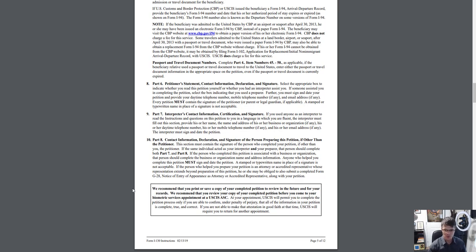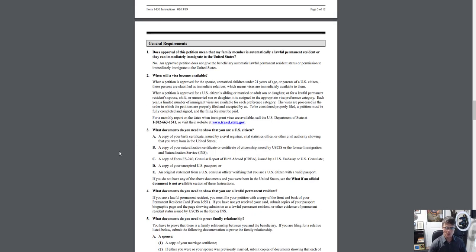We recommend that you print or save a copy of your completed petition to review in the future. Now, I say that all the time. Everything that you file, make a copy of everything in the same order that you filed and keep it for yourself. Very, very important. Okay, so general requirements. Does approval of this petition mean that my family member is automatically a lawful permanent resident? No, obviously not. This is just a start of the process. It's not the end of it.